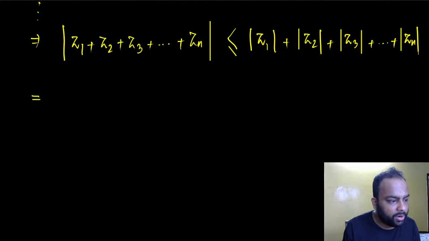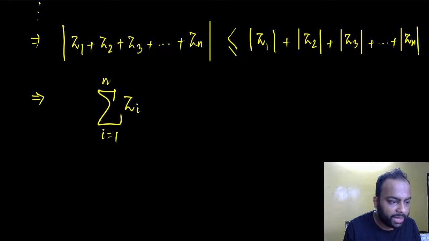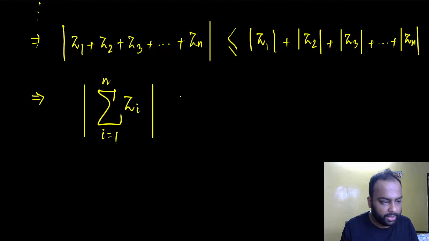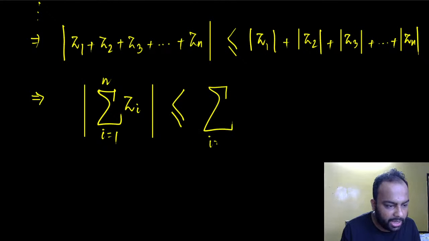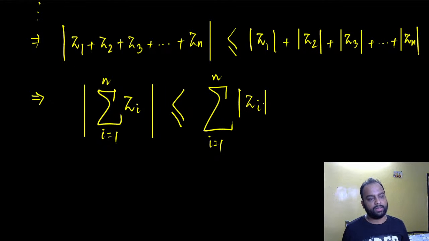Now let's write it down properly, like a summation. So this internal thing is a summation, right? So this is like Zi, where i starts from 1 and goes up to n. So it is like Z1 plus Z2 plus Z3 and such, and we have a mod on the whole thing. Now this is less than or equal to mod Z1 plus mod Z2 plus mod Z3, something like that. So I would write summation i equal to 1 to n mod Zi, right? So that's the formal mathematical definition of this, right?